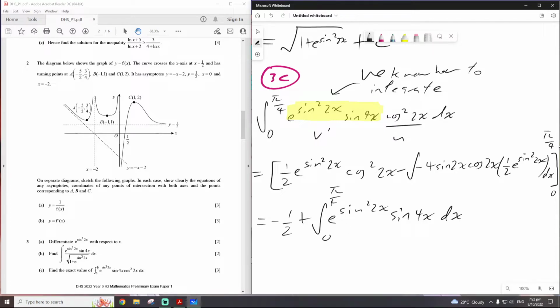And yeah, I just need to literally use the thing I've done before, which is, this is going to be e^(sin^2 2x), going from 0 to pi over 4. Okay, and if I put in pi over 4, this is half e, and if I put in 0, this is 1. So this is going to be half e minus 1. All right, yeah. Pretty cool.